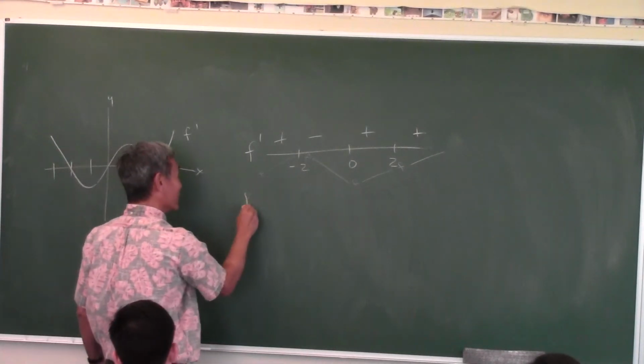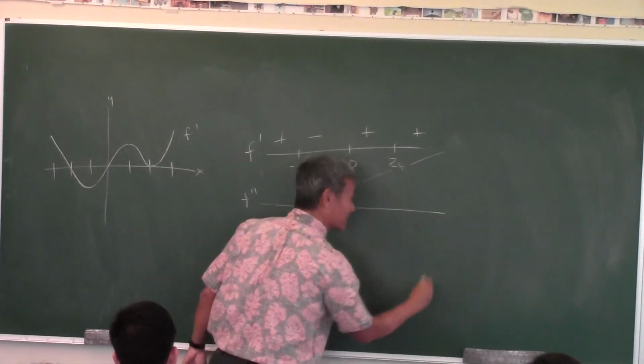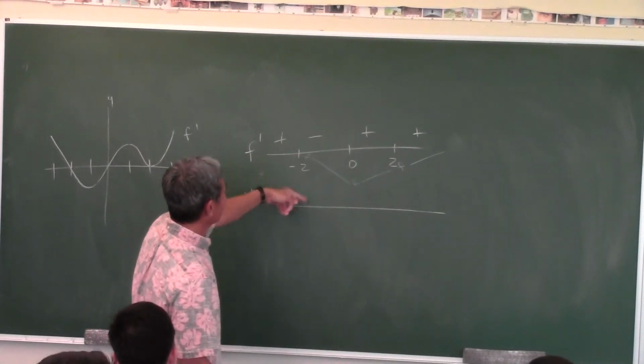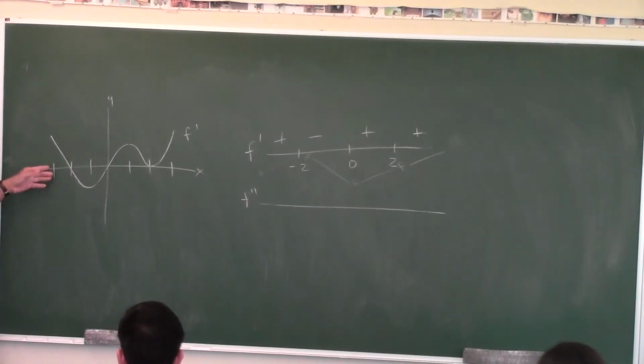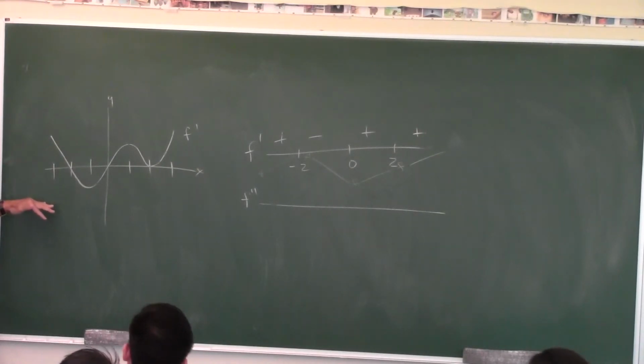But now, you need to make a number line for the second derivative. And I would highly suggest you do it one on top of the other. So, if this is the first derivative, what is the second derivative? It's the slope of this graph.